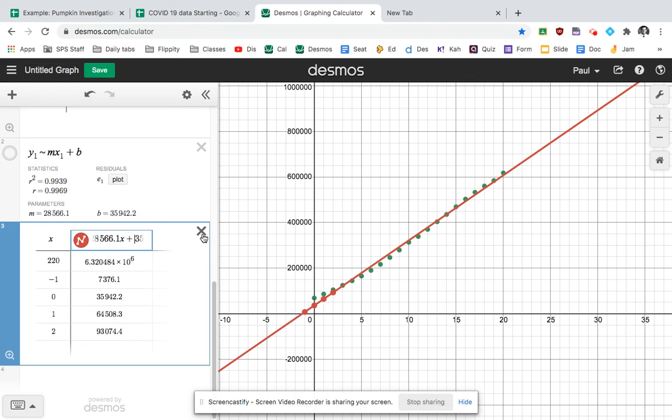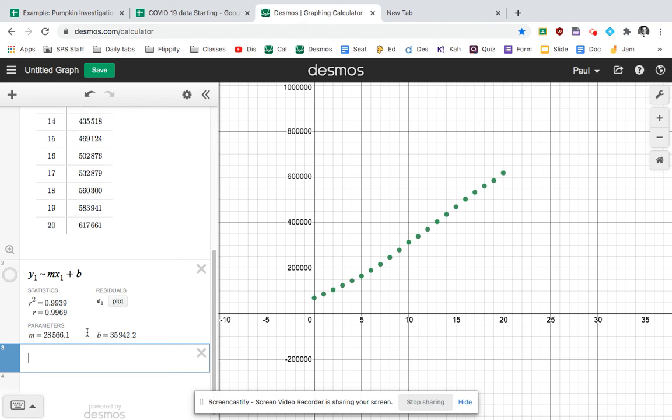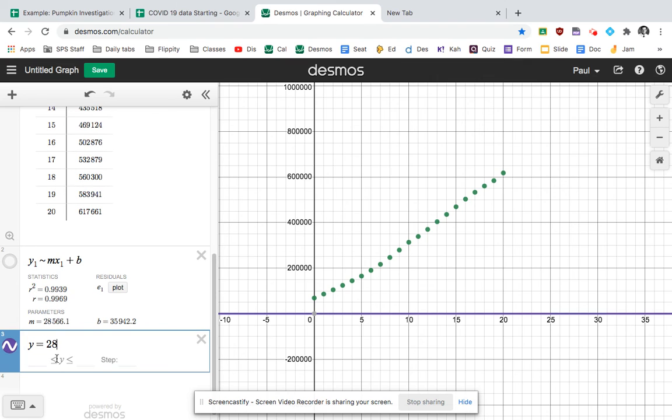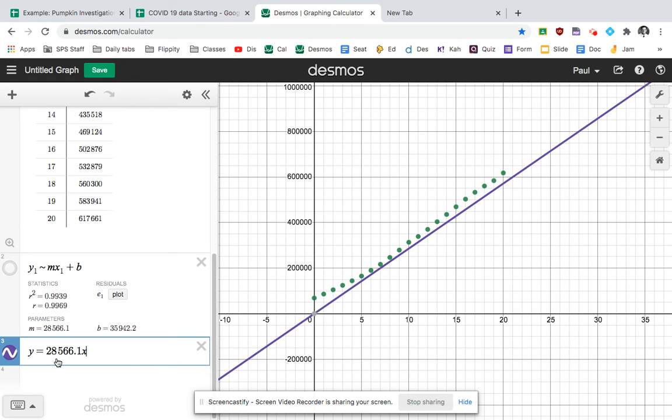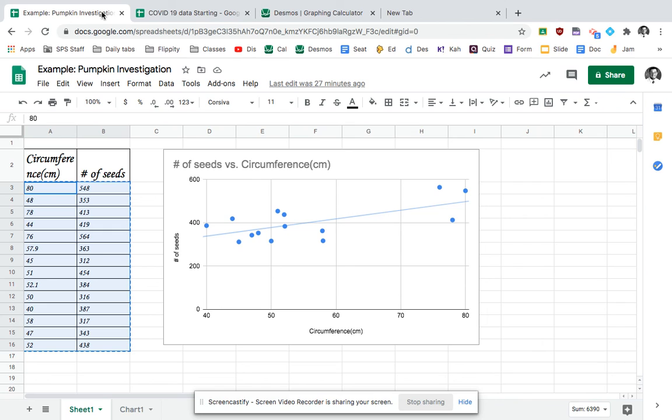If I go back down here, I don't want to lose it. Will I X it out? Will I lose it? Yeah, I lost the equation. But the one I wrote here, see if you can write it out. I'll write it one more time: y equals 28,566.1x plus 35,942.2. So good luck. Hopefully this video will get you going, and you're again going to do your pumpkin data.